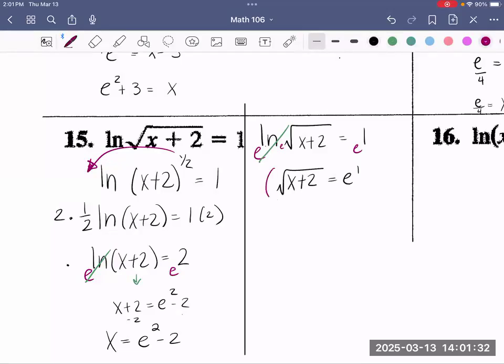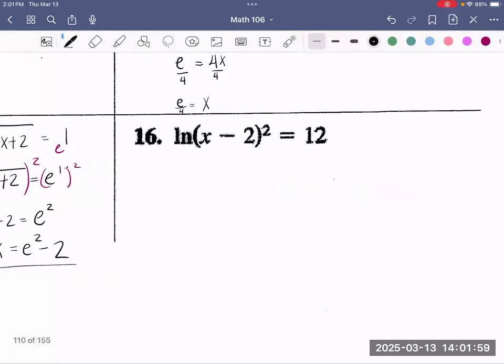Now we can go ahead and undo your square, so we get to square everything here. x plus 2 is equal to e squared, right? 1 times 2 is 2. And then go ahead and solve by subtracting your 2. So you'll notice that you get the same thing in the end. It's just a matter of preference on how you approach these and solve.